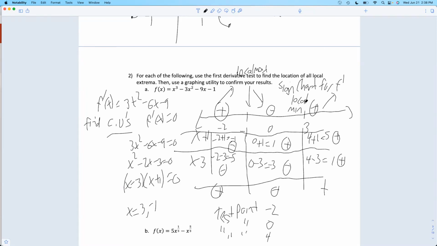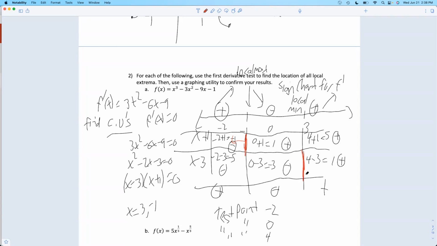Now, I don't even do the test points. I want you to notice something. I want you to notice that this factor, x plus 1, where did it switch? Just look straight across. It switched here at -1. It was negative on this side, below -1, and it was positive on this side. And where did this guy switch? Look across. He switched right here at 3.